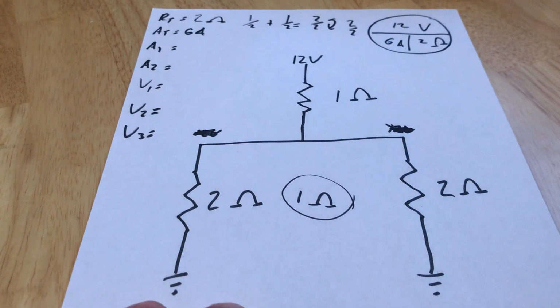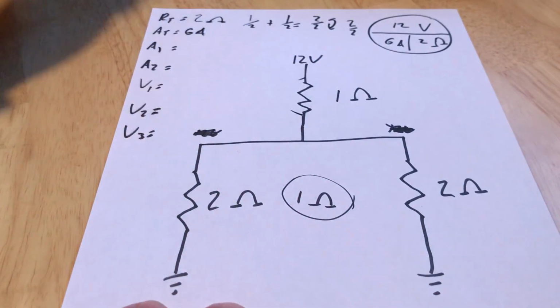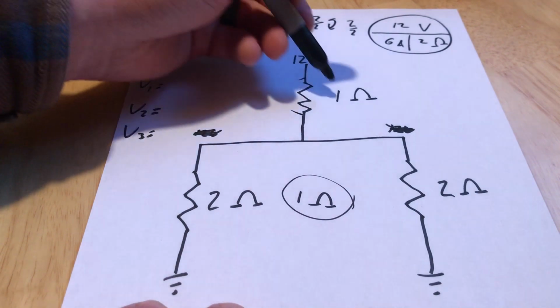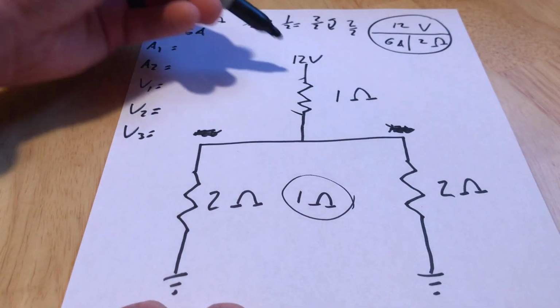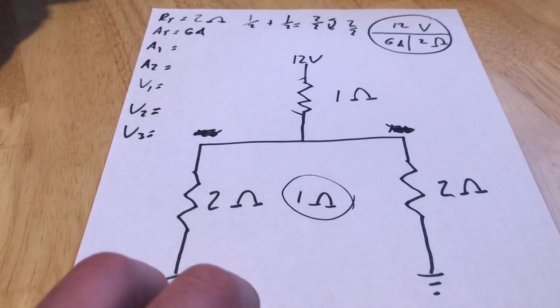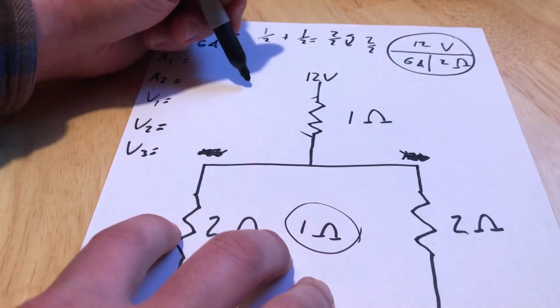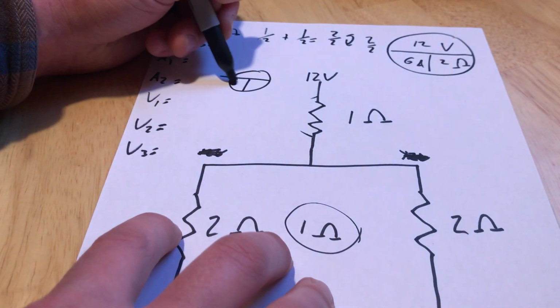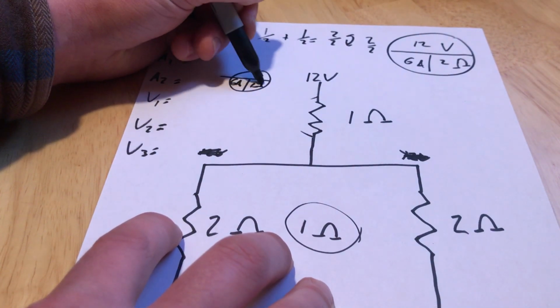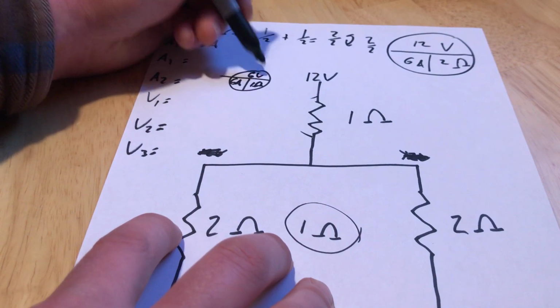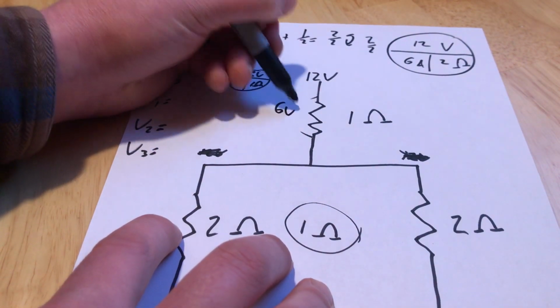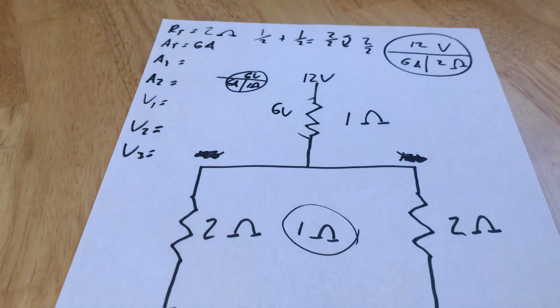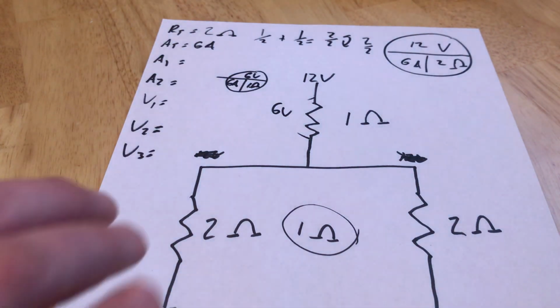How will I figure out how much voltage there is at the top of each of my parallel circuits? Voltage drop is the answer, my friends. So I've got a 1 ohm resistor, and I know 6 amps has to flow through that because I just solved for total circuit resistance. So let's do it. I've got 6 amps flowing through 1 ohm, gives me 6 volt drop. So 6 volts drop just like that. Now, some simple math, 12 minus 6 is 6.